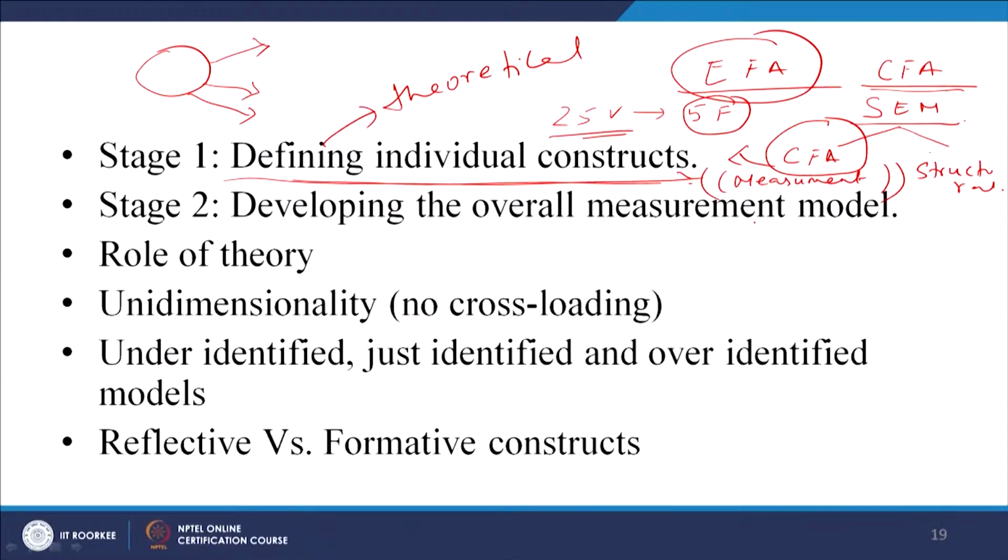The second thing is developing the overall measurement model. How do you do that is where the role of theory comes in. Now, suppose there are 3 constructs, right. In the measurement model each has got several variables, let us say V1, V2, V3, then V4, V5, V6, and again V7, V8 and V9.